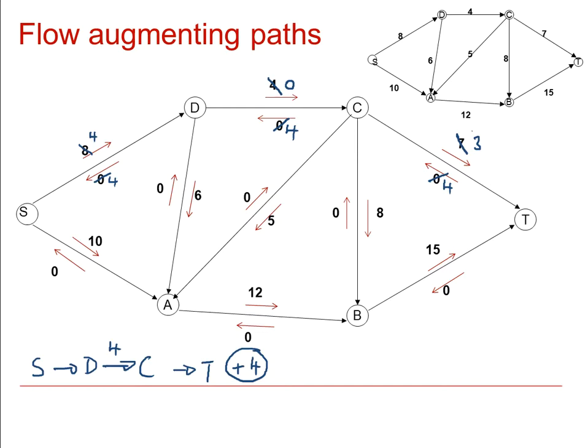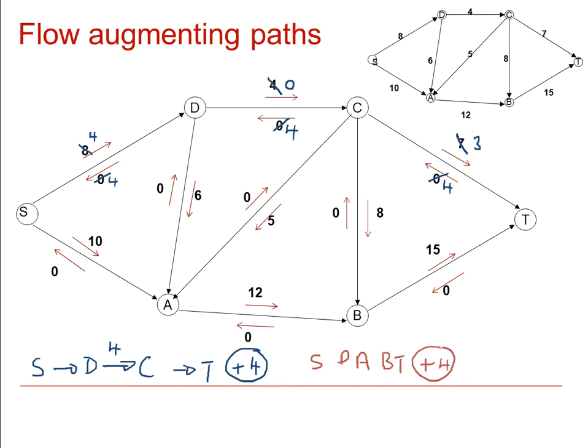Now look at the route which is S, D, A, B, T. If you follow that route through, from S to D to A to B to T, you'll see that all of those forward-facing numbers are positive, 4, 6, 12 and 15. The smallest is the 4 at that part there, from S to D. So we can make a change there of plus 4.